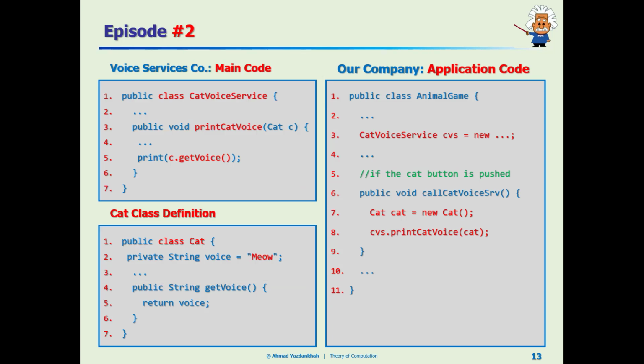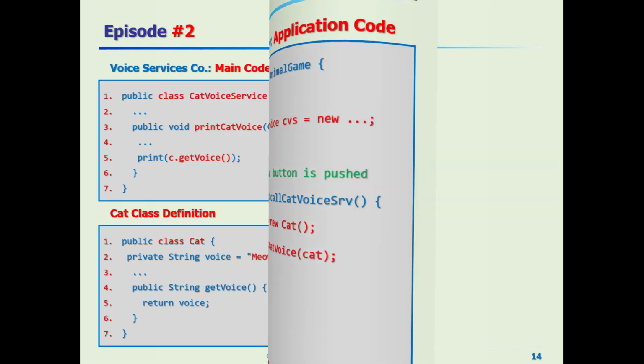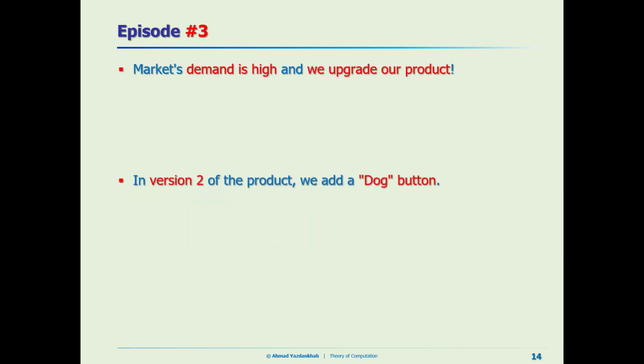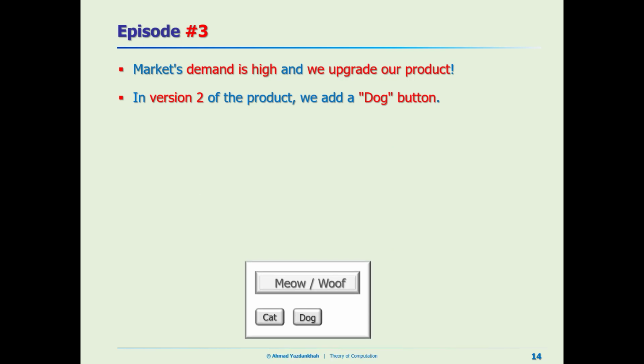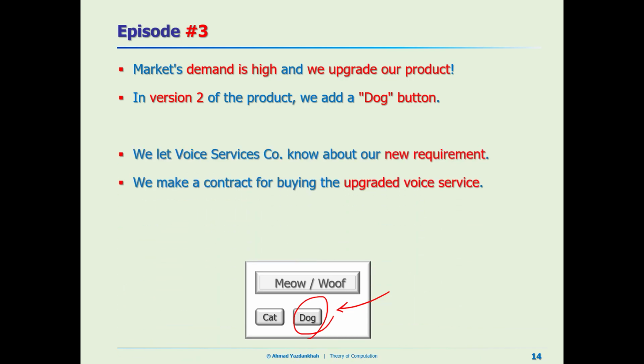So up to this point, we see that this is actually the end of episode 2. Okay, what else do we have? Episode 3. Let's say that market demand is high and we are going to create a new version and a new button, and let's call it dog. So we have a new requirement, right?